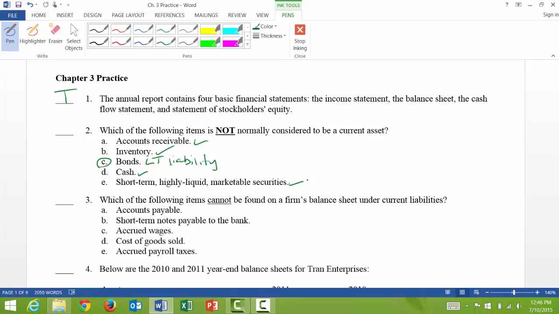And then question 3, which of the following items cannot be found on a firm's balance sheet under current liabilities? So again, cannot. So accounts payable, it is a current liability. Short-term notes payable to the bank, that's a current liability. Accrued wages is a current liability. Cost of goods sold, this is an income statement item, not found on the balance sheet at all. And then for E, accrued payroll taxes, that's also a current liability.